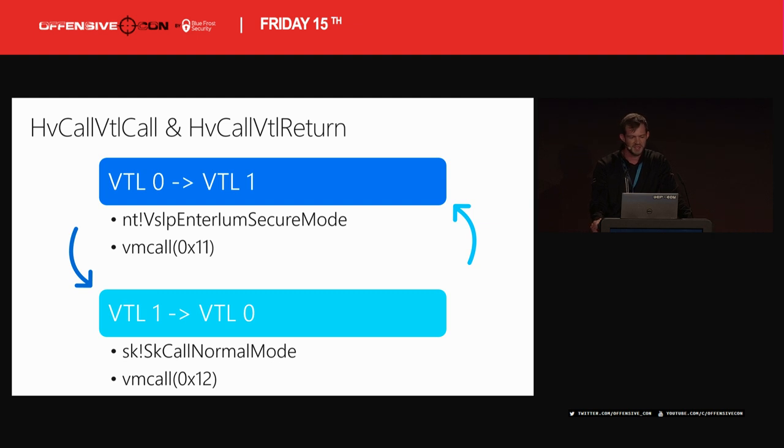For those interested, these are the routines I would dig into if you wanted to understand a little bit more about issuing these. This enter IUM secure mode function is basically the main routine for executing a communication loop. What this does is it sets up a secure call buffer, which is essentially the bidirectional communication buffer used.